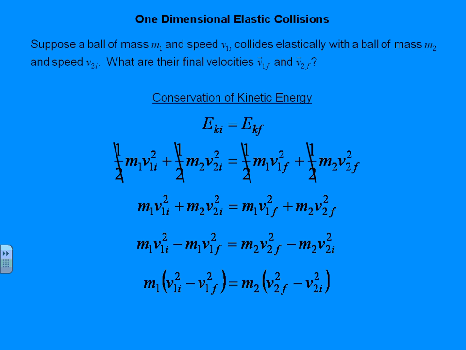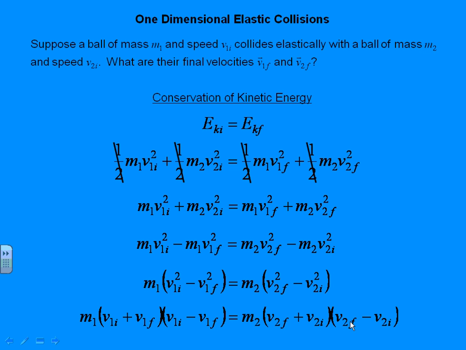So I get m1 times the quantity v1i squared minus v1f squared. And on the right-hand side, m2 times the quantity v2f squared minus v2i squared. Well, if this is ringing some algebra bells in your head, hopefully it is, because if you notice here, this is the difference of squares. And that means if we go to factor them, we can factor each side as a plus and a minus. If you don't believe me, or if you don't remember the difference of squares, feel free to FOIL these two things, and you'll see that you get this back.